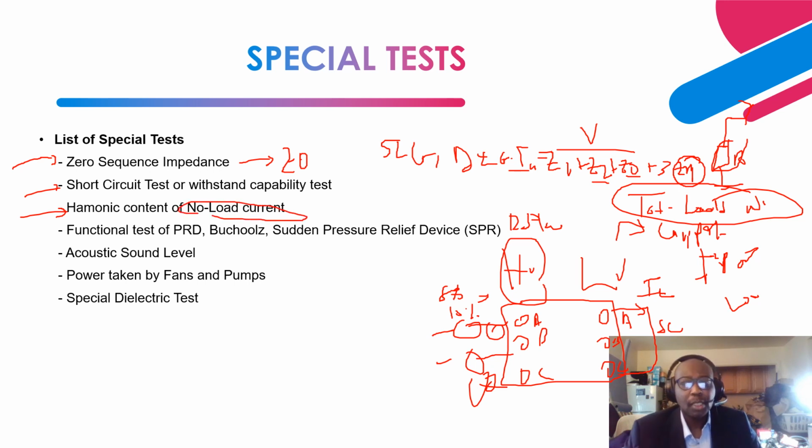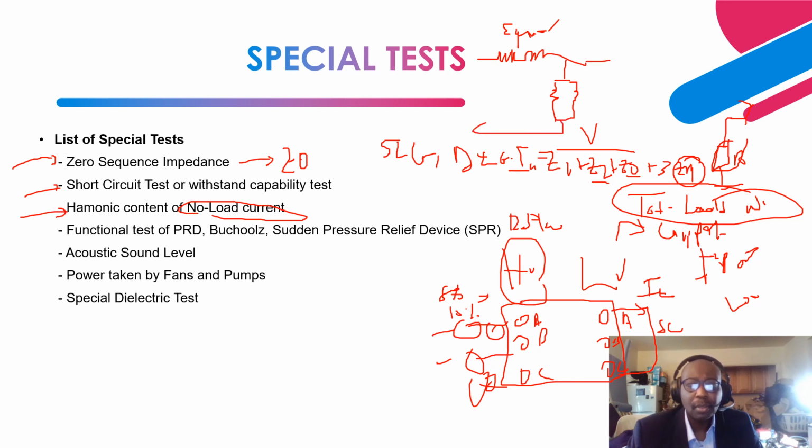Let's take a look at the equivalent circuit of the power transformer. You have a resistance, you have a reactance, then you have a magnetization branch, which consists of a resistor and a reactor in parallel. Then you have the high voltage side of the transformer, you have the core. Then on this side, you have the low voltage side. On the low voltage side, you have the resistor, the reactor, and the load.